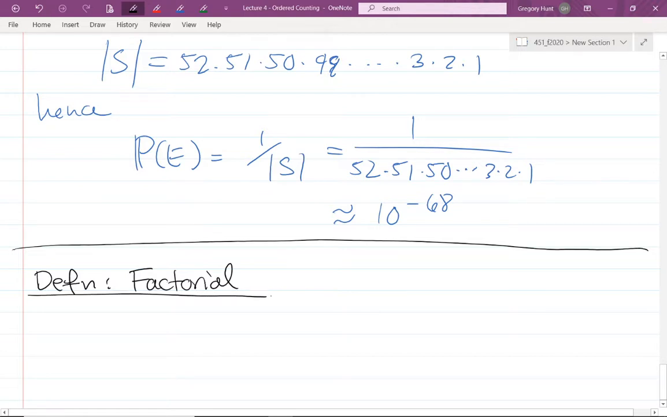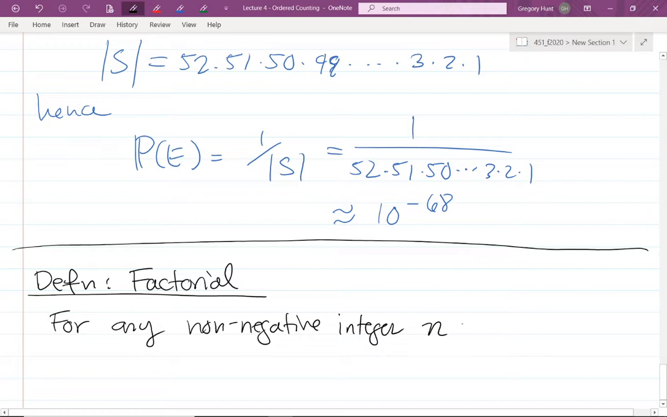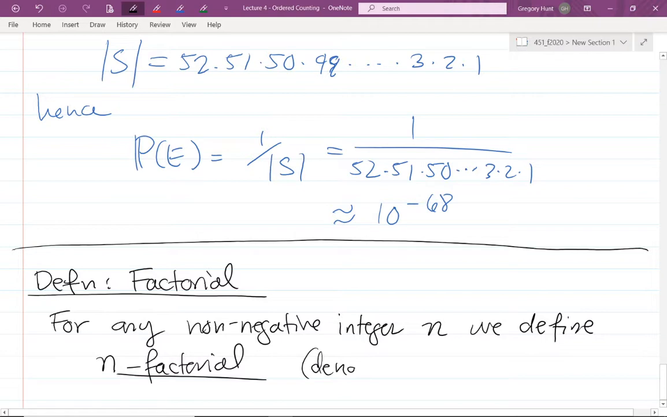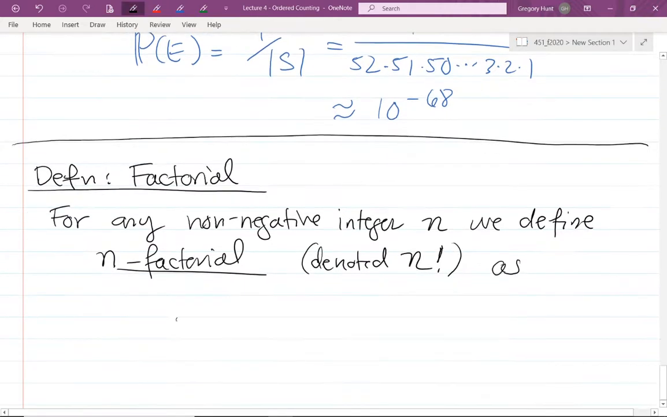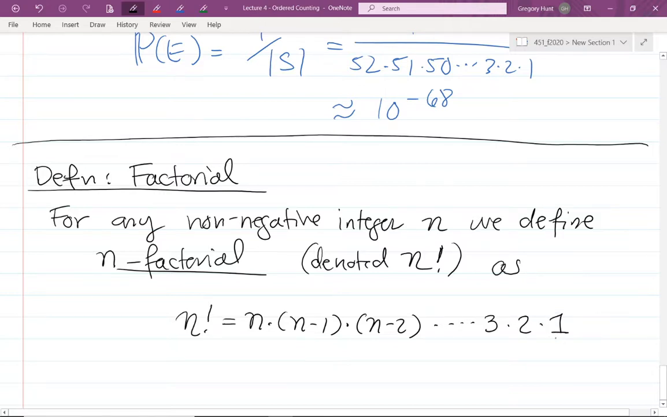So a factorial for any, let's say, non-negative integer n, we define what we call n factorial, denoted n with an exclamation point after it, as the product of the numbers 1 to n. So typically you write it in reverse order. It's n by n minus 1 by n minus 2, dot, dot, dot, by 3, by 2, by 1, right? So it's the product of the numbers 1 to n.